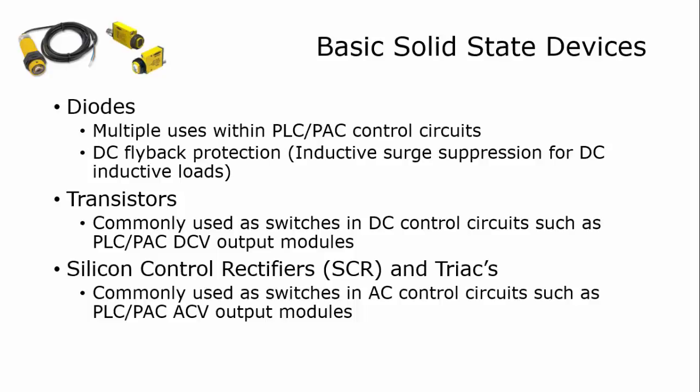There are also transistors. Transistors are commonly used as switches in DC control circuits. So the transistor becomes the switch, but there are no moving parts, no contacts that open and close. And then there are silicon-controlled rectifiers and Triacs. These are also switches that have no moving parts, no contacts, no wipers, no poles. But these are used in AC control circuits.